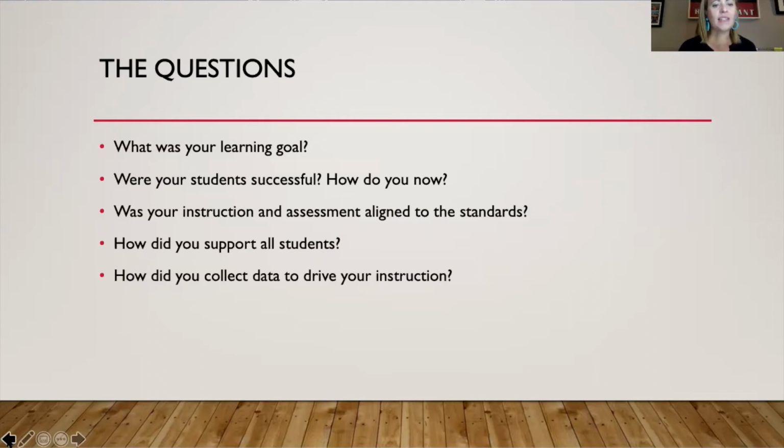Then the other thing is, how did I support all students? This goes back to differentiation. Are you working with all students? Do you have a proactive plan for how you are going to help all students? And that doesn't always happen.